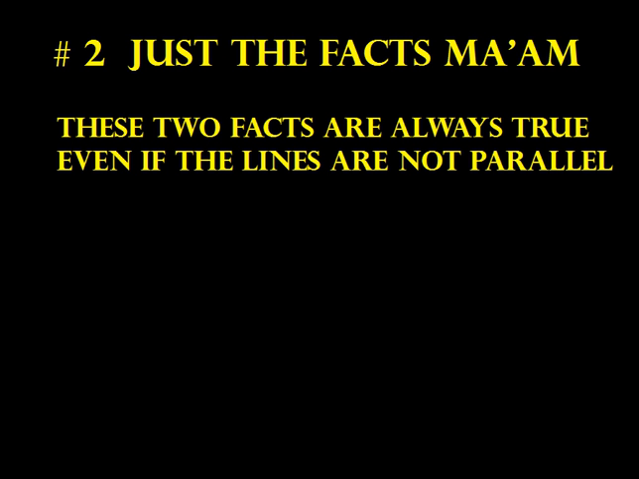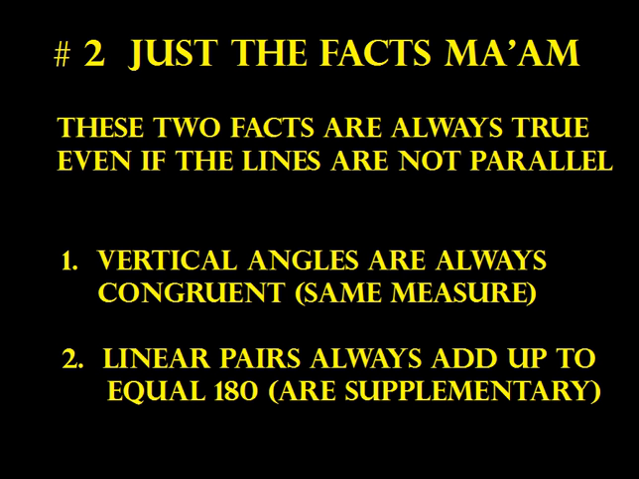Number 2, just the facts, ma'am. These 2 facts are always true no matter what, even if the lines are not parallel. And those 2 facts are, 1, vertical angles are always going to be congruent. They will always have the same measurement. 2, linear pairs always add up to equal 180 degrees. In other words, they are supplementary.